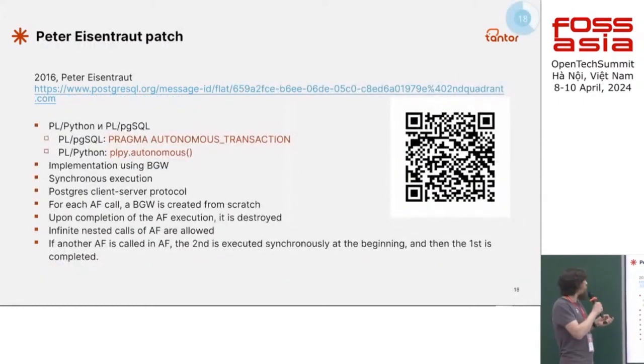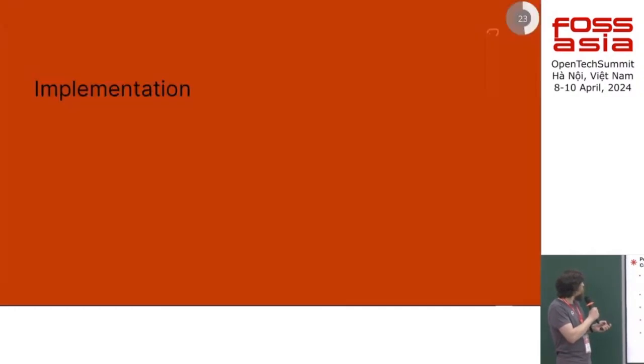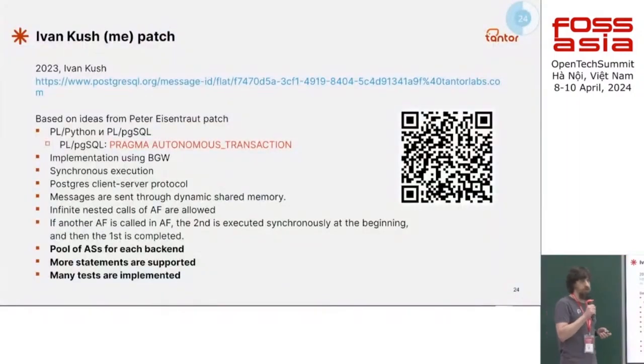Okay. In 2016, Peter Eisentraut also introduced a patch. At the time, Postgres had background workers, and so Peter used them to implement autonomous transactions. His patch has some advantages and disadvantages, and based on Peter's patch, we implemented our patch, which has some common internal characteristics.